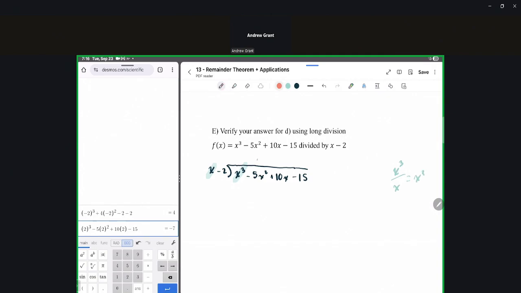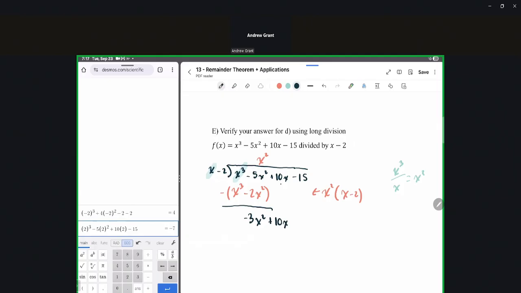And so we'll line up our x squared above. On this line, we take our x squared and multiply it by x minus 2. So x to the power of 2 times x will be x to the power of 3. x to the power of 2 times -2 will be -2x to the power of 2. And again, we want to subtract these quantities. So x to the power of 3 minus x to the power of 3 is 0. -5 minus -2 will be -3 of the x squared variety. And then we bring down that 10x.